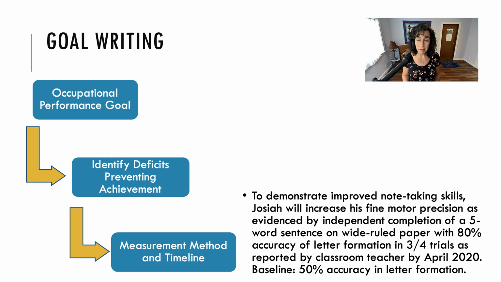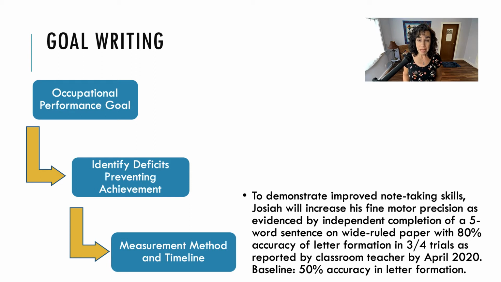Okay, so that is a mouthful. Let's unpack it a little bit, okay? If we don't know how much he needs to write, we're not going to be able to measure it. So we include 5-word sentence. When we think about, well, how is this writing going to be accomplished? We want to be sure that the tools and equipment that he's going to use are appropriate for his skill level and also what he needs to do. So wide-ruled paper.